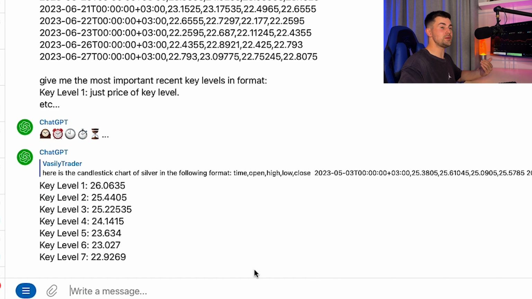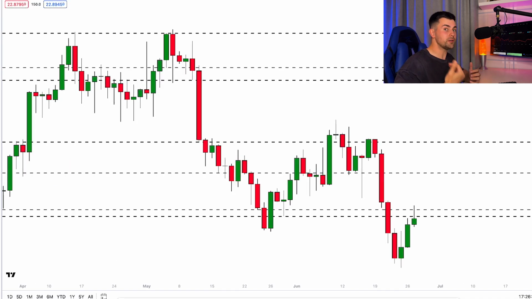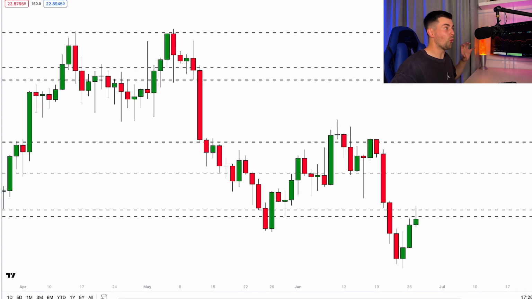And look, ChatGPT quite quickly provides us with the key levels. ChatGPT gives us 7 key levels. So let's open the chart of silver and let's draw these key levels. So here are the 7 key levels on the silver chart.